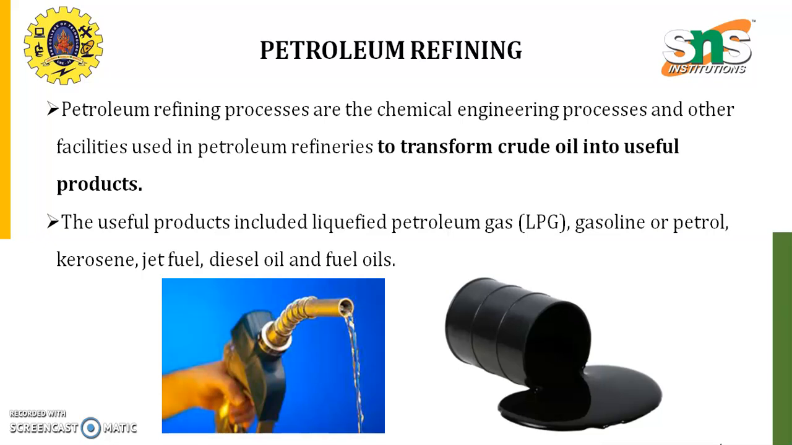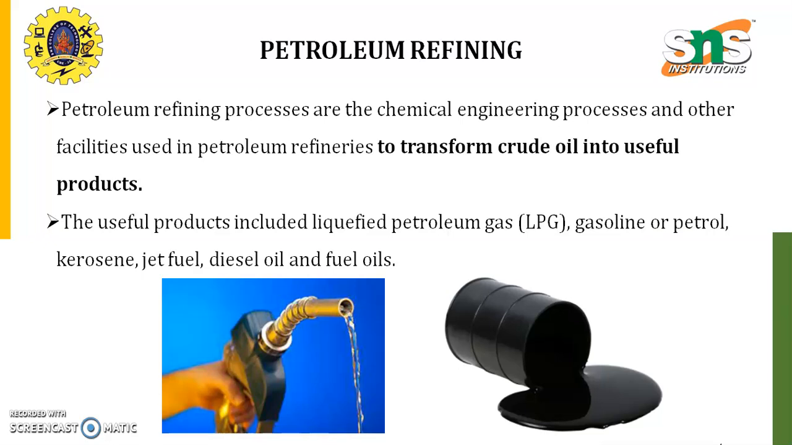consists of the chemical engineering processes and other facilities used in petroleum refineries to transform crude oil into useful products. The useful products include the following.